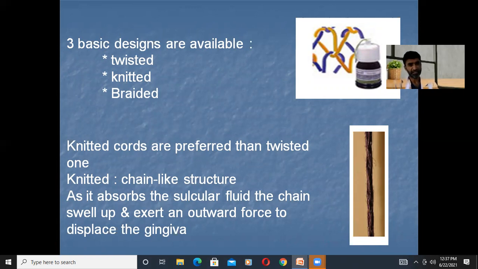Knitted cords are preferred over twisted ones. Knitted cords have a chain-like structure, as it absorbs the crevicular fluid, the cord swells up and exerts an outward force to displace the gingiva.